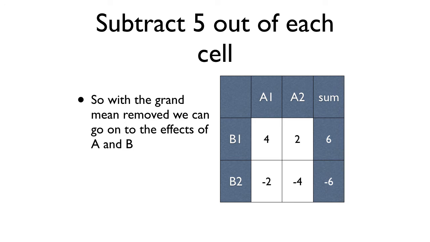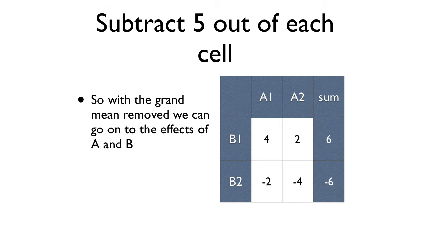So with the grand mean removed, we can go on and look at the effects of A and B. You can double check that I removed the grand mean properly. That all sums to 0. I've taken out the mean. I've taken out 5 from each cell. Now that that's gone, it should be 0, the grand mean. And it is.